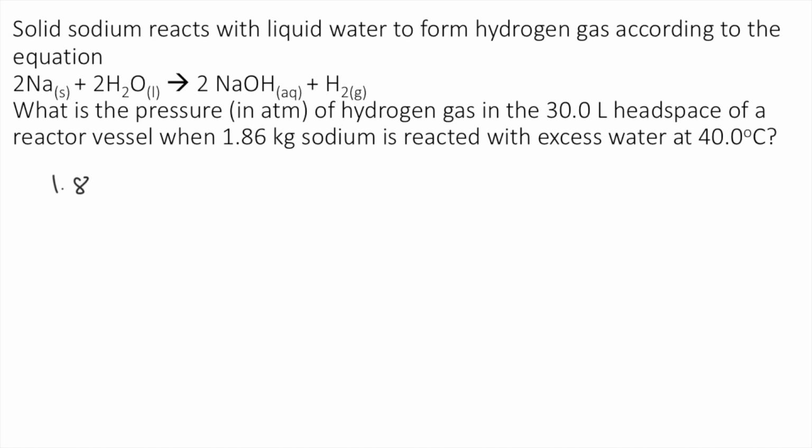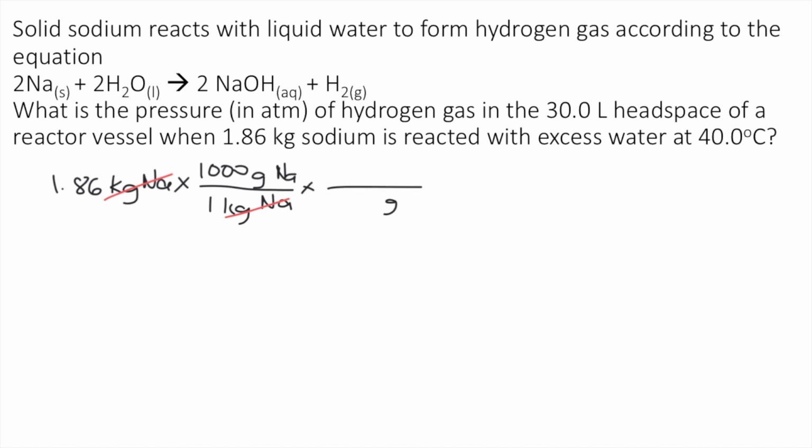1.86 kilograms of sodium. The first thing you need to do is to convert kilograms into grams. So we know that for every 1 kilogram, there are 1,000 grams. So the kilograms of sodium cancels out. Now you have grams of sodium. Next is to convert grams of sodium into moles of sodium.